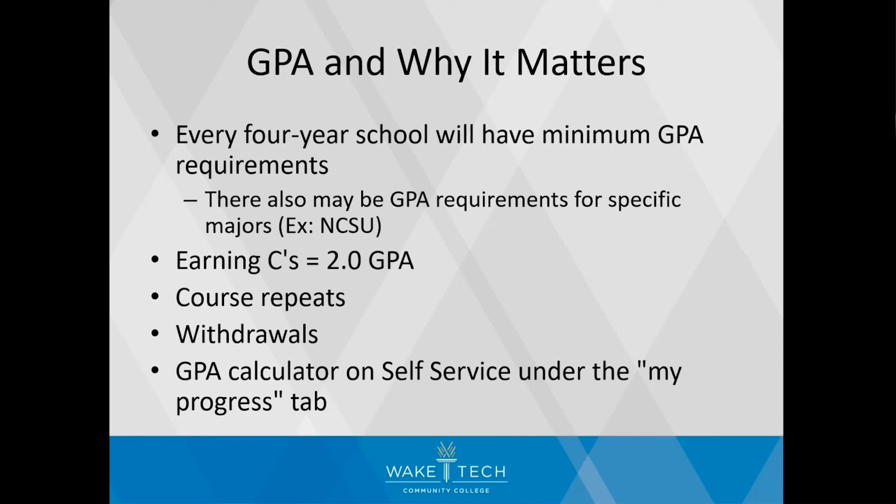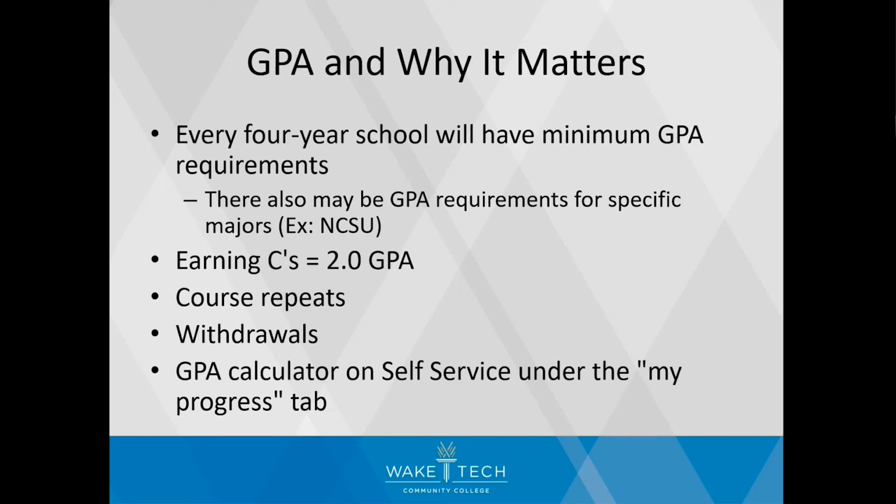And then also, earning C's equals a 2.0 GPA. I know that sounds really self explanatory, but a lot of students seem to think that if they have one really, really good semester, it can offset several bad or average semesters. And mathematically, it just doesn't work that way. So you want to make sure you're always putting your best foot forward in all of your classes and try to get the highest GPA you could possibly get so that your application is more competitive.